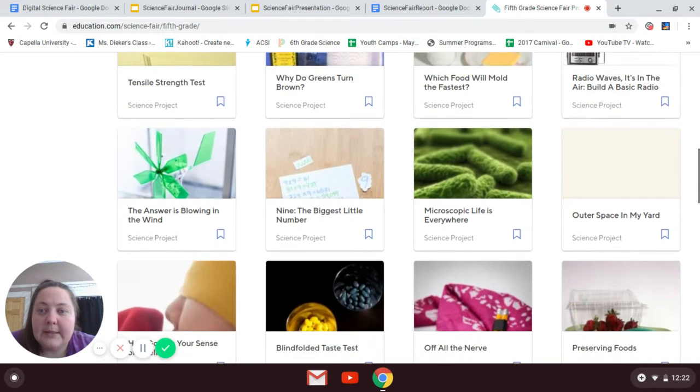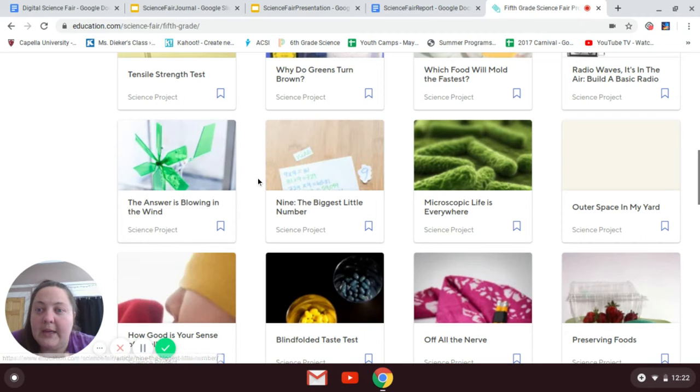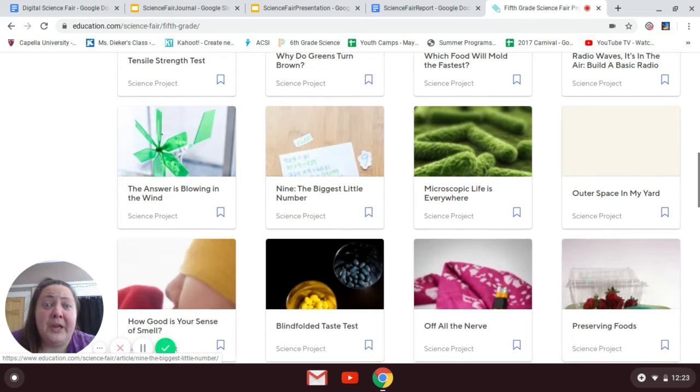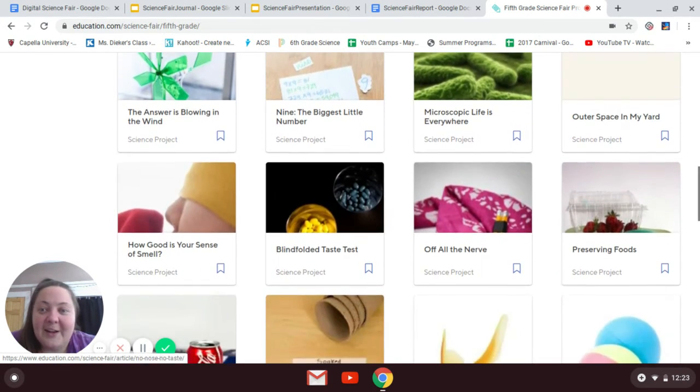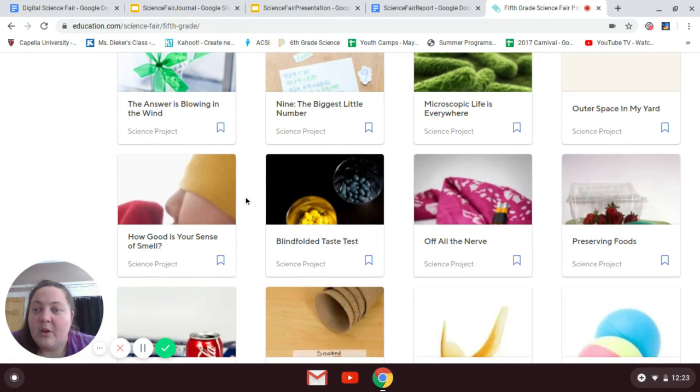All right. This one, you're going to use recycled products to create a renewable energy thing with wind. You could do that. I'm sure you have some recyclable plastic you could break up and open a window and watch some wind work. How good is your sense of smell? This is all about how good people can smell. You could take a few different objects and have every family member test their sense of smell.